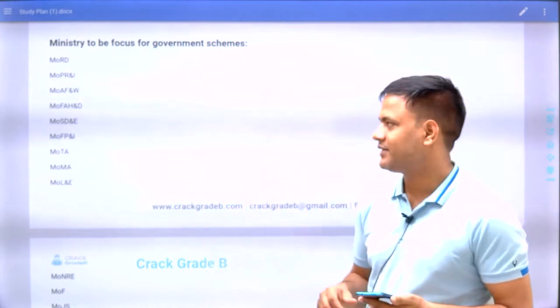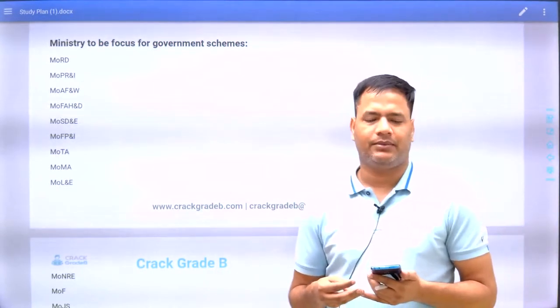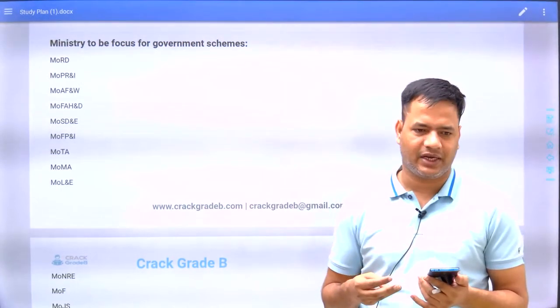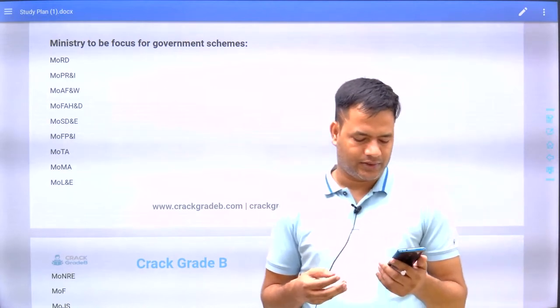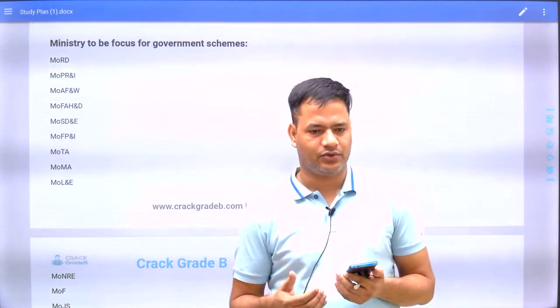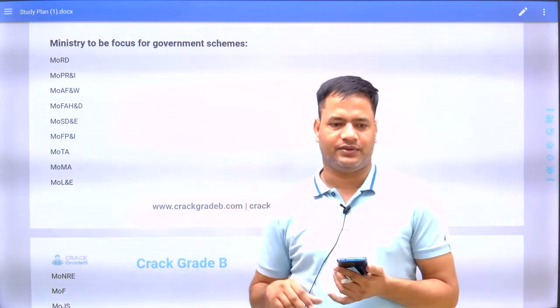Yes, these are the flagship schemes: MGNREGA, Pradhan Mantri Awas Yojana, National Rural Livelihood Mission, Sansad Adarsh Gram Yojana, Urban Mission, and Pradhan Mantri Gram Sadak Yojana. These are the flagship schemes. You have to study all these schemes.